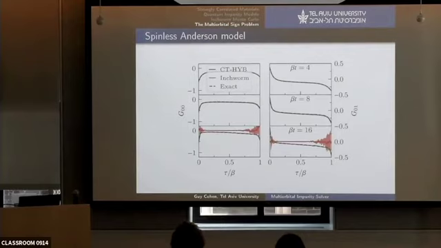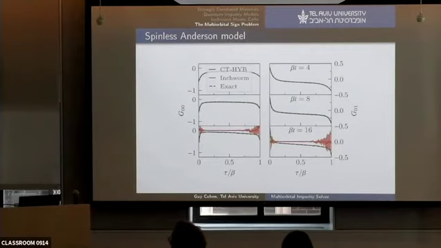And this is high temperature. We have CT-HYB, Inchworm CT-HYB, and just exact diagonalization, and you see that everything agrees for the diagonal and the off-diagonal elements. As we go to lower temperatures, you start seeing maybe some width to the CT-HYB line, but nothing very noticeable. Then you double the inverse temperature, and CT-HYB breaks down very sharply.